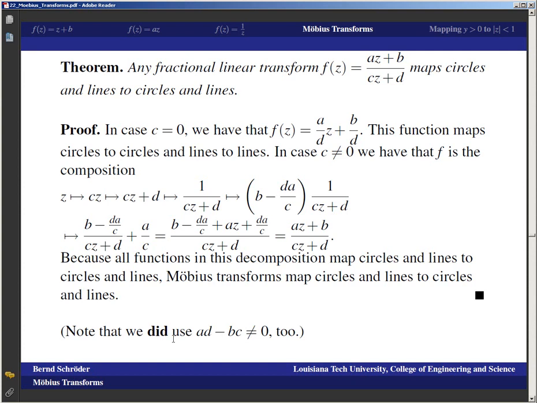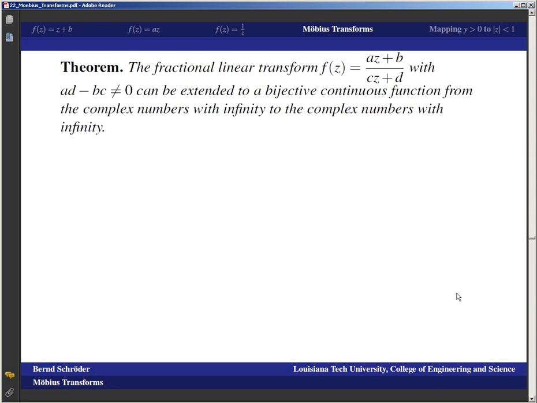And notice that we did use ad minus bc not equal to 0 because we worked with this b minus da over c, and that is non-zero only if ad minus bc is not equal to 0. Okay, well, now let's see, what else do we have? We want to now establish that a fractional linear transform with ad minus bc not equal to 0 can be extended to a bijective continuous function from the complex numbers with infinity to the complex numbers with infinity. So this is going to be a one-to-one and onto function.